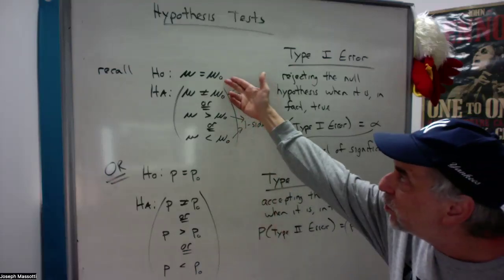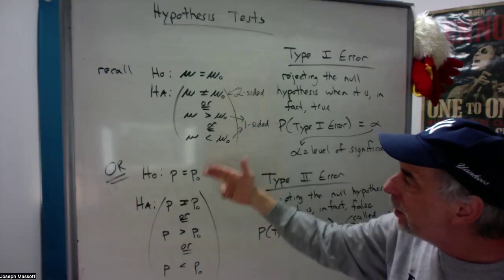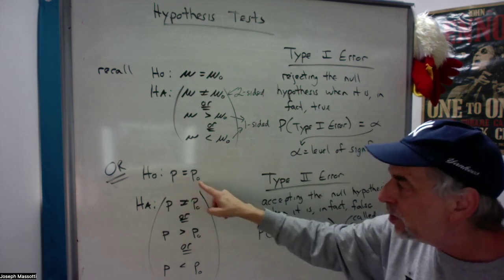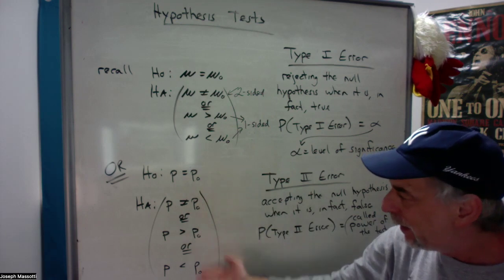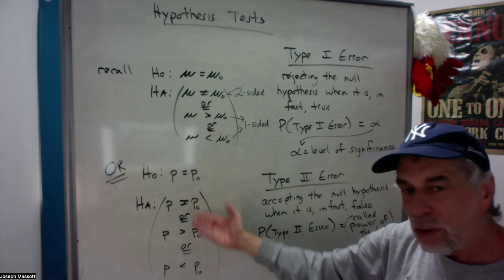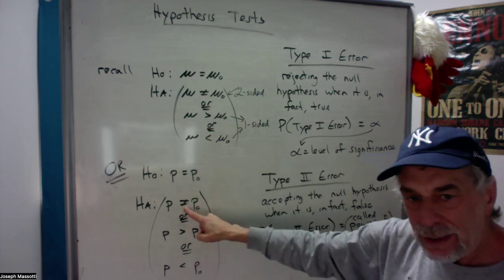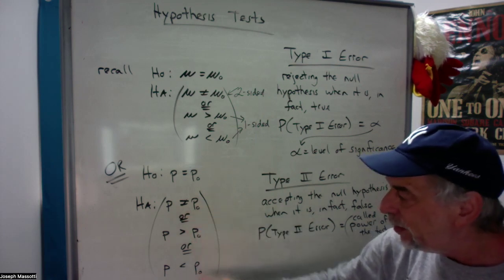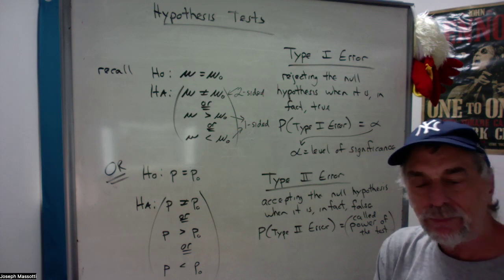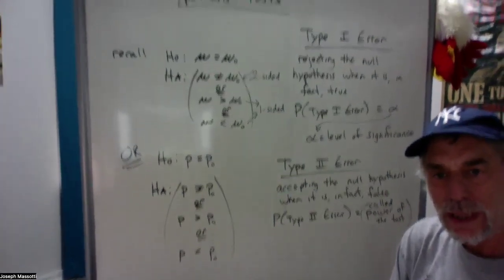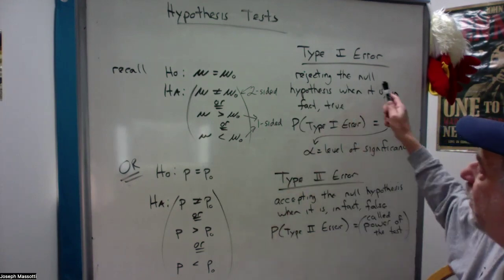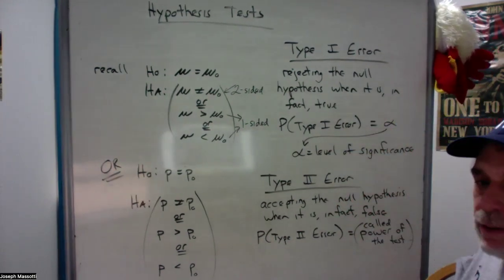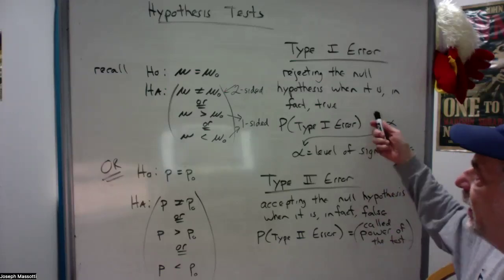So we go into the test with an idea either about a mean or about a proportion. Population proportion equals some hypothesized value. Again, the three possible alternatives, a two-sided alternative or the one-sided alternatives greater than or less than. So when we talk about type 1 and type 2 errors, a type 1 error is rejecting the null hypothesis when it is in fact true.